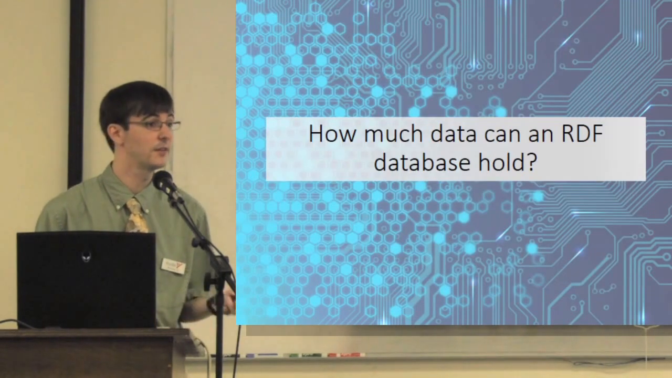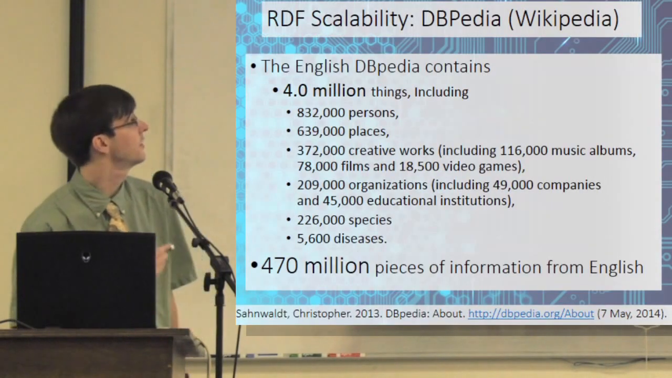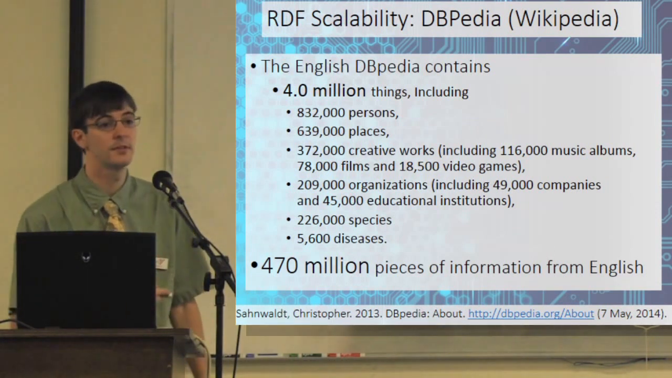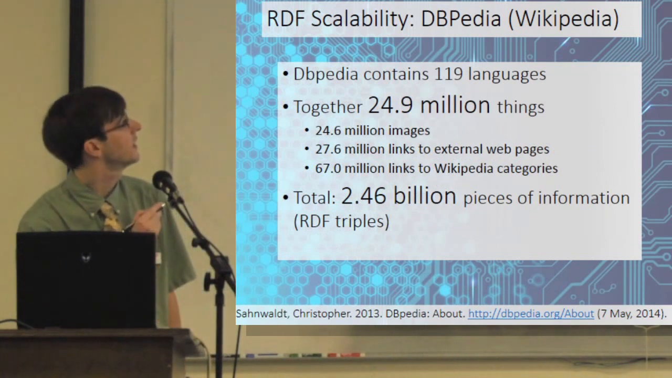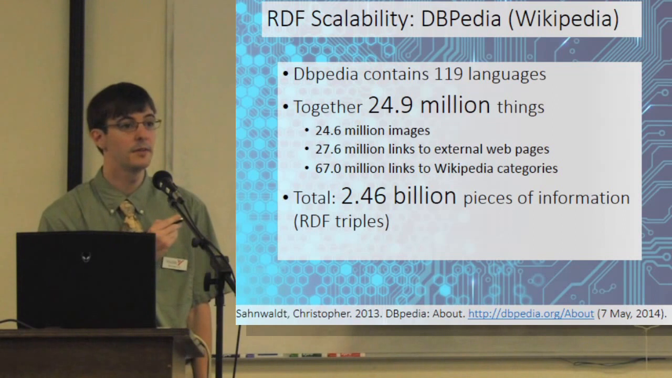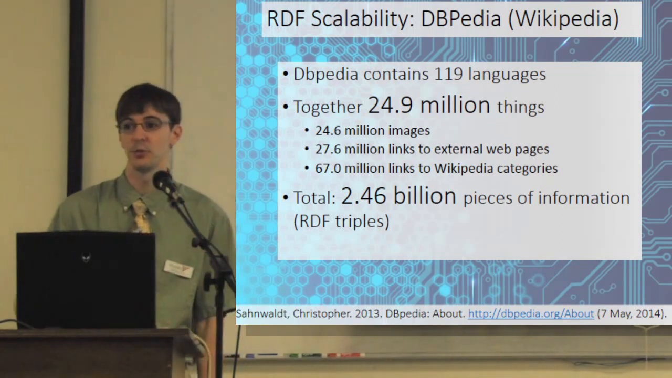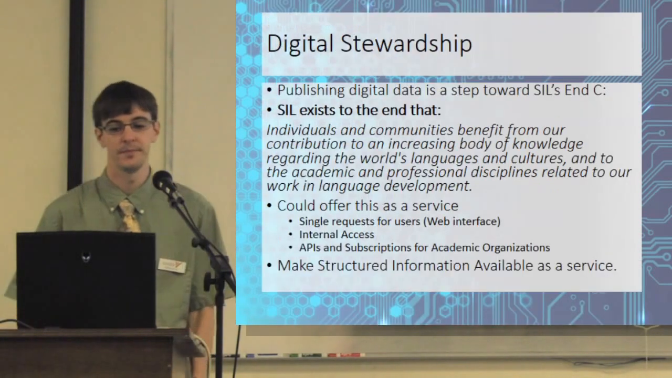So how much data can an RDF database hold? Well, the English DBpedia is 4 million things, 470 million pieces of information. The entire DBpedia with 119 languages is 24.9 million things and 2.46 billion pieces of information. This technology will go huge if it needs to.